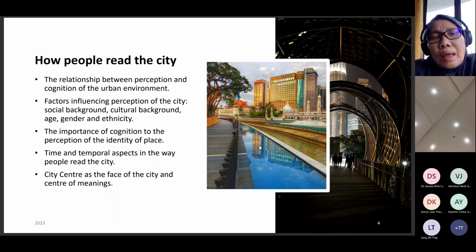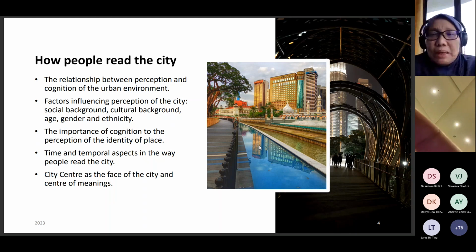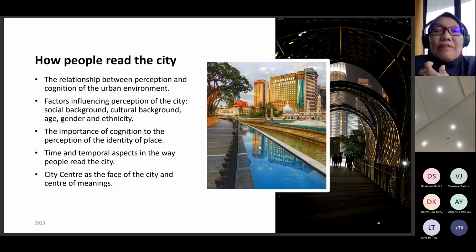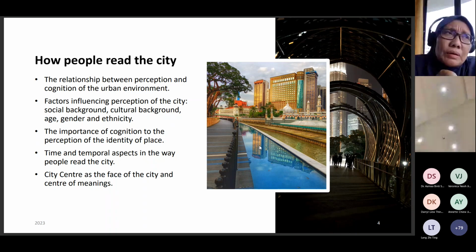The importance of perception and cognition towards the identity of place is so that you will design places that people relate to. Why is it so important for people to be able to perceive and relate to the identity of place? Because it has a connection to their sense of belonging to the place, their sense of esteem, and their sense of attachment to the place, all related to this identity.